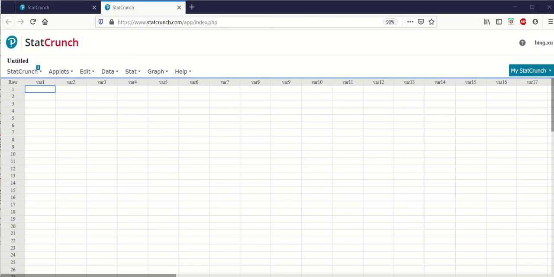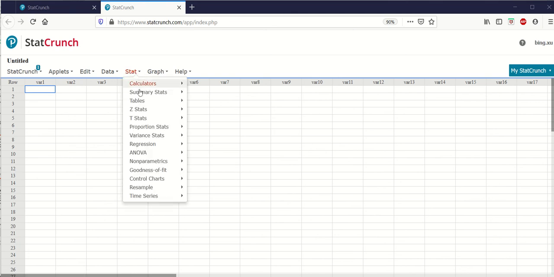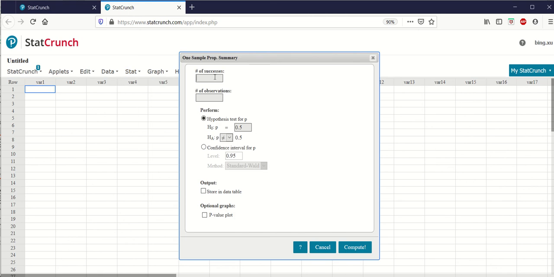You can also use StatCrunch to calculate the confidence interval. To estimate a population proportion, you go to Stat, Proportion Stat, one sample, and since we're given the summary, not the data, you choose with summary. Number of successes, I remember was 33, and number of observations is 362. Here you choose confidence interval for P, and the confidence level is 95%, so 0.95, and then you click compute.